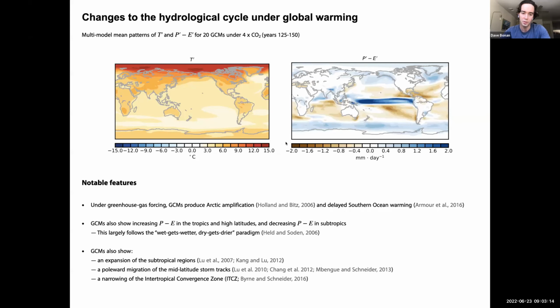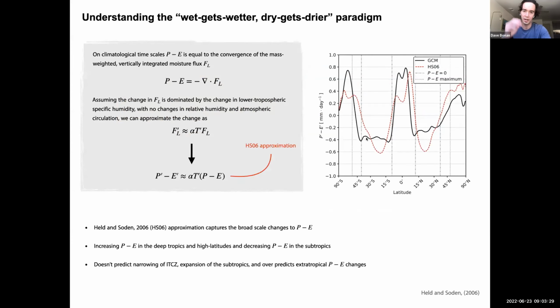But GCMs also show a couple other features. They show expansion of the subtropical regions here in the southern and northern hemispheres. They show a narrowing of the ITCZ region, and they also show a poleward migration of the storm tracks as well. And in some seminal work by Held and Soden in 2006, they came up with a nice scaling to explain this wet gets wetter, dry gets drier paradigm.